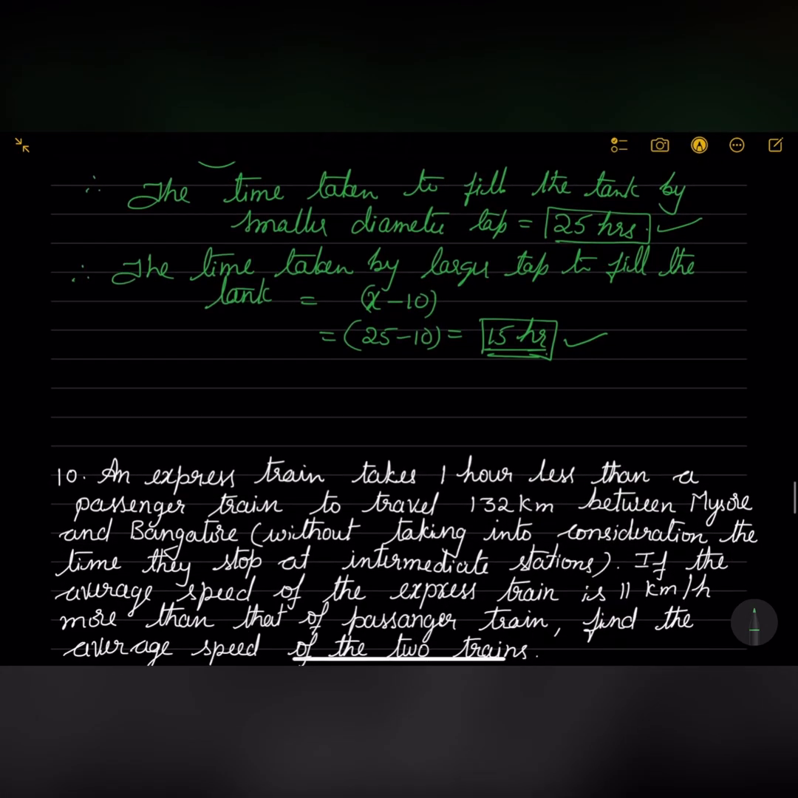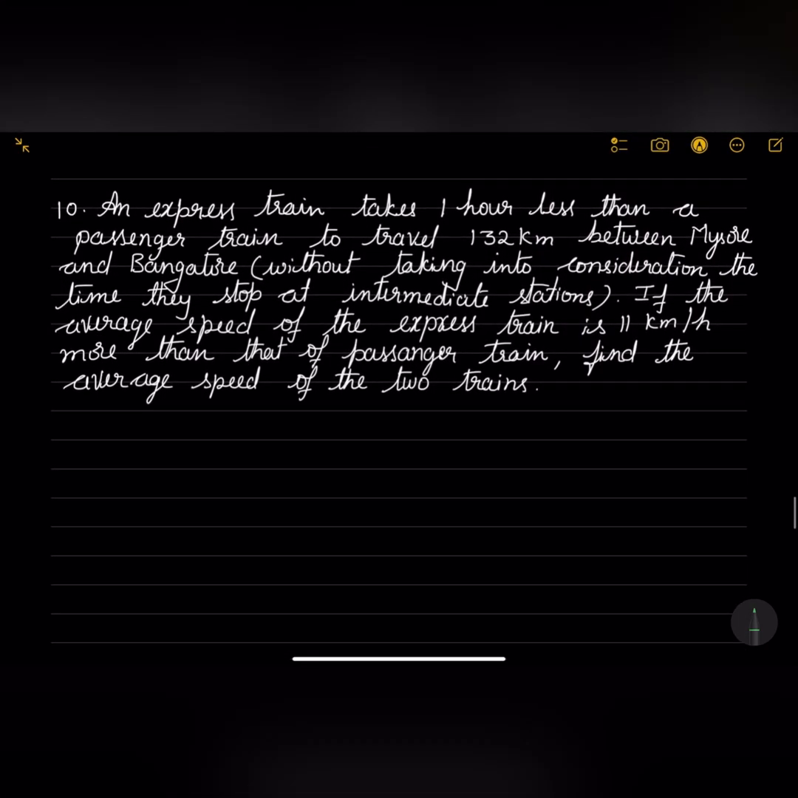Okay, we'll go for the next one, that is 10th one. An express train takes 1 hour less than a passenger train to travel 132 kilometers between Mysore and Bangalore, without taking into consideration the time they stop at the intermediate stations. If the average speed of the express train is 11 km per hour more than that of the passenger train, find the average speed of the two trains.